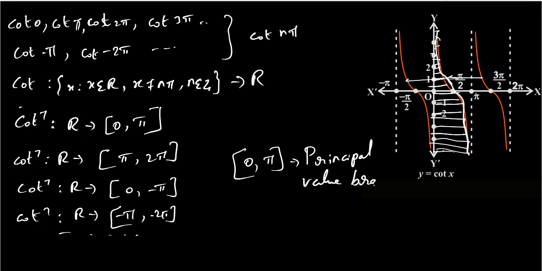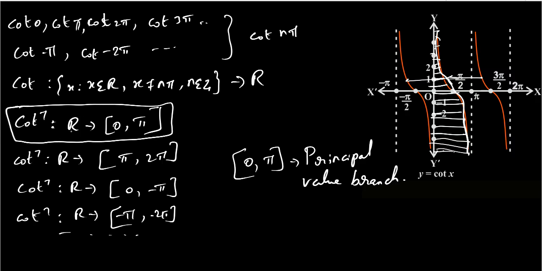So this is the cot inverse function. The whole set of real numbers becomes our domain, and 0, pi becomes our range of the cot inverse function.